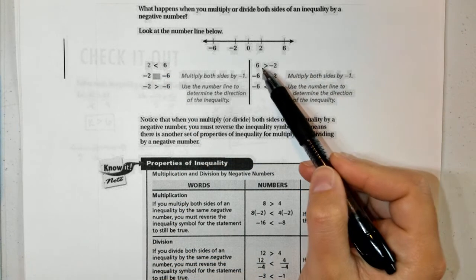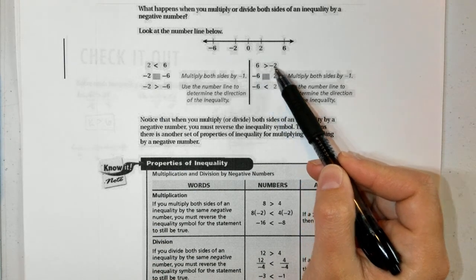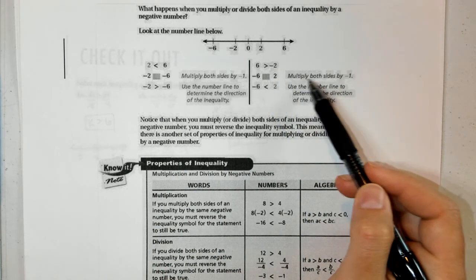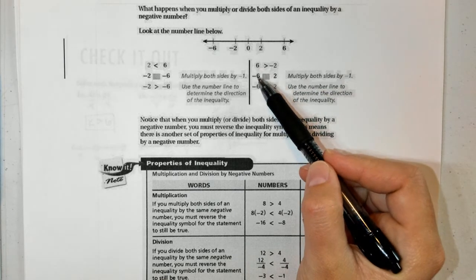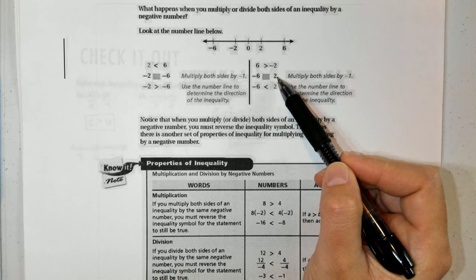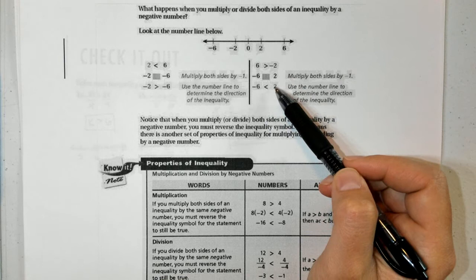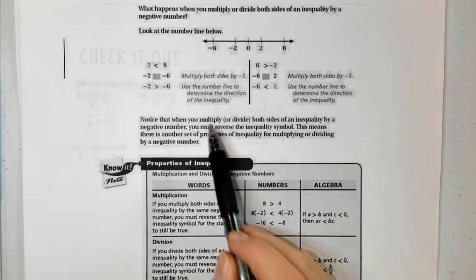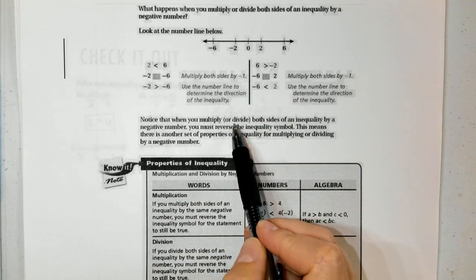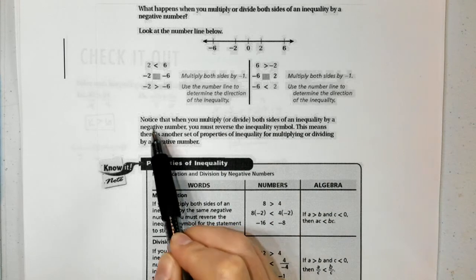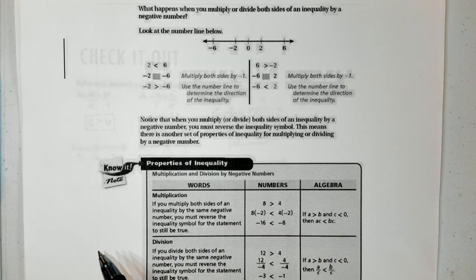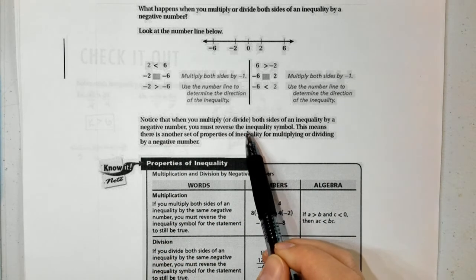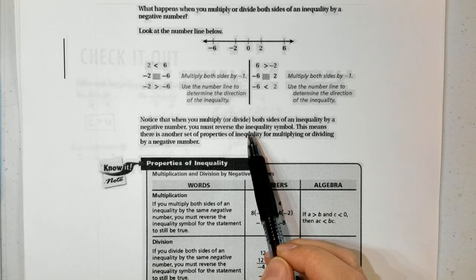Let's look at another one. 6 is greater than negative 2. Let's multiply by negative 1. 6 becomes negative 6. Negative 2 becomes positive 2. Now the 2 is bigger than negative 6. So you probably noticed when you multiply, and also when you divide both sides of an inequality by a negative number, you must reverse the inequality sign. So greater than becomes less than, becomes greater than. Same thing with the equal to.